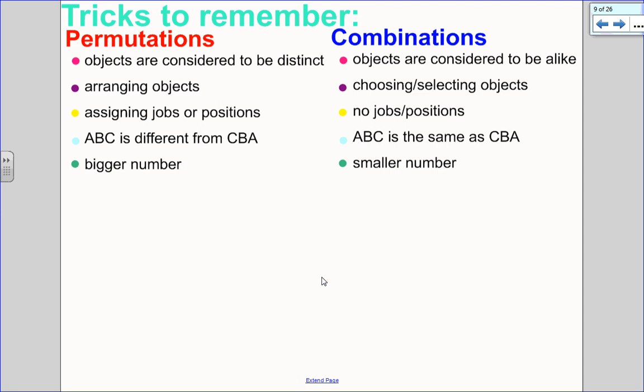Combination, everything is considered to be alike. So we're just choosing objects or selecting objects. There's no jobs, roles, positions, or tasks. So everything is just ABC, same as CBA. The order doesn't matter.